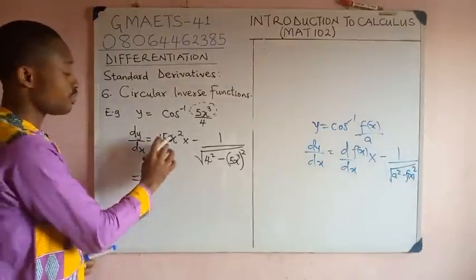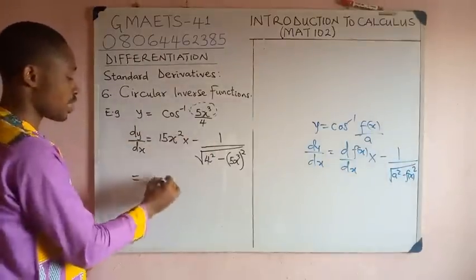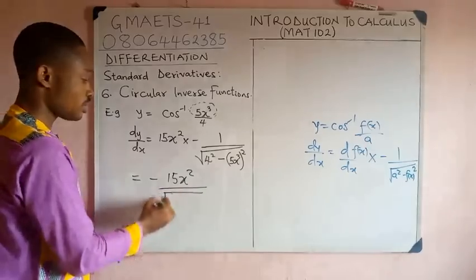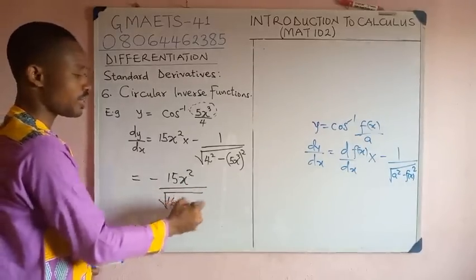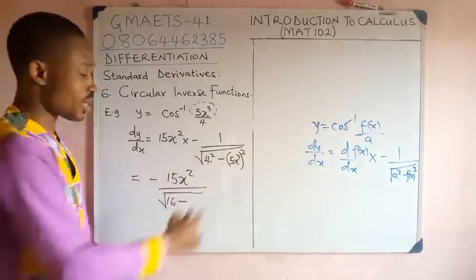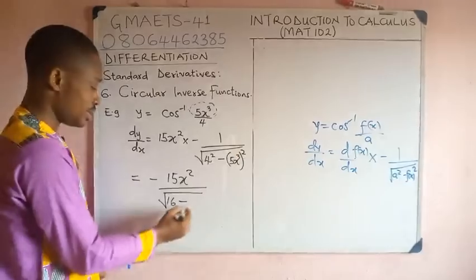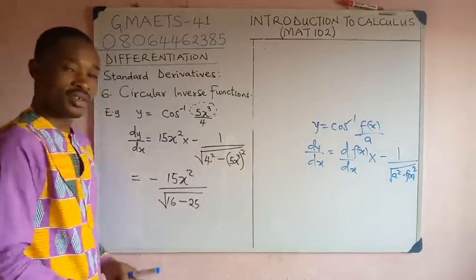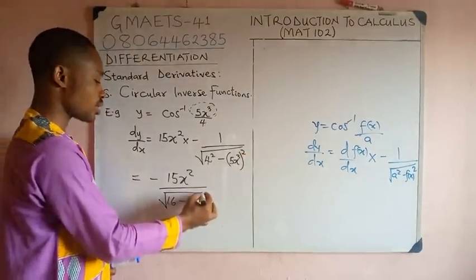You're going to have 15x squared times minus 1 will give us minus 15x squared all over the square root. Then 4 squared is 16 minus, if you open up this bracket with this square outside, it's going to be 5 squared, giving you 25. Then x cubed squared will give you x raised to power 6.